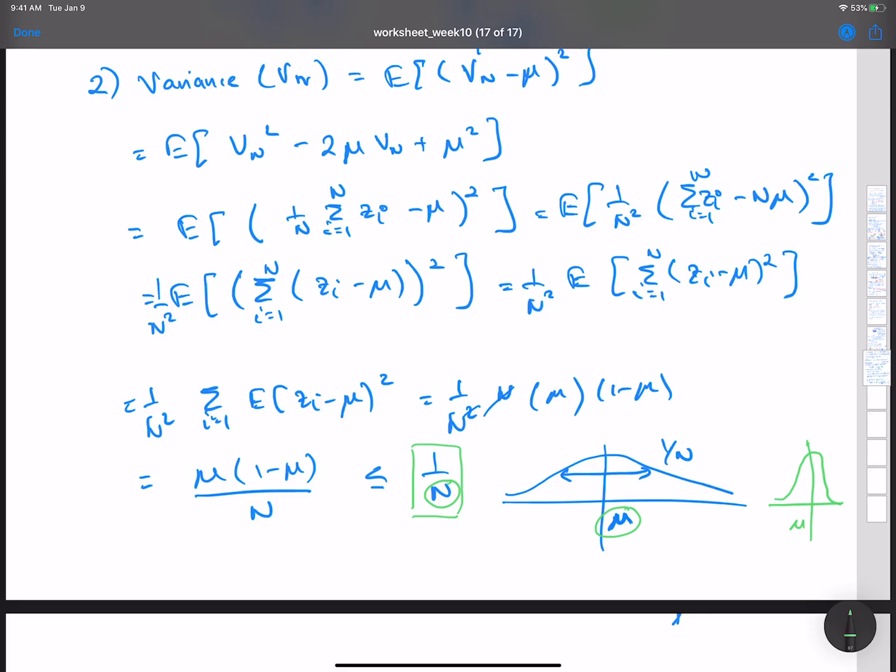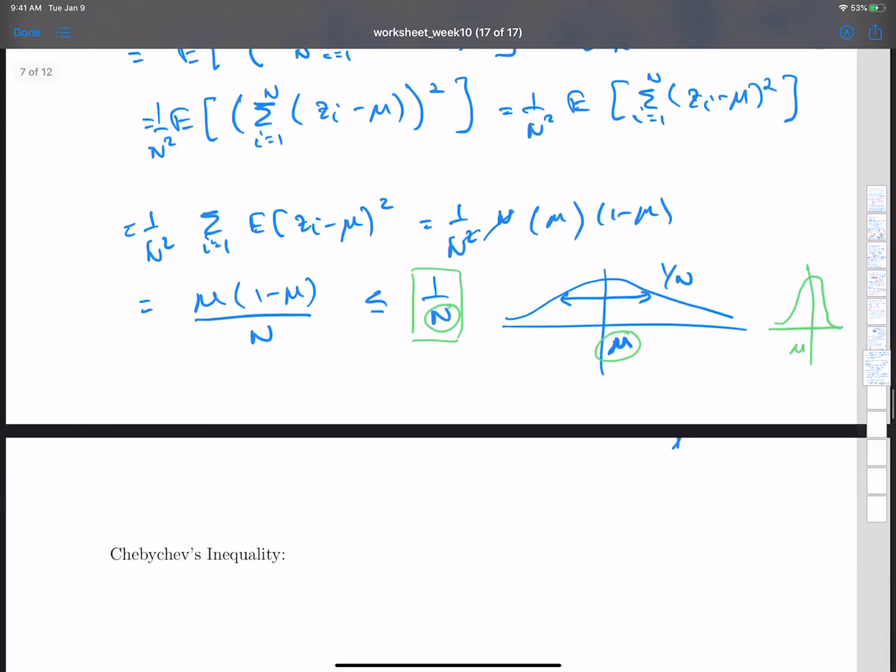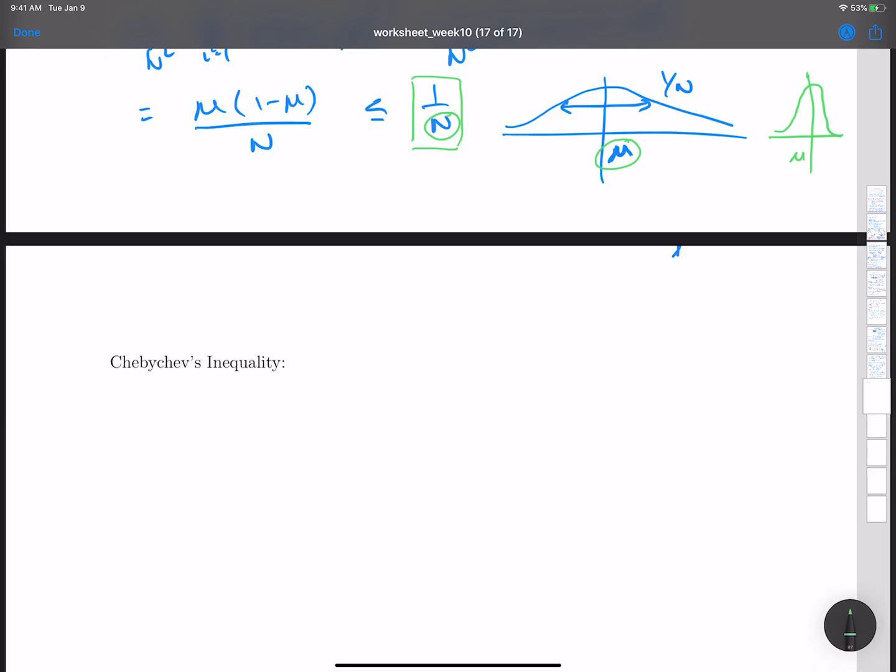So recapping that, variance is an important tool as well. What we want to find is the probability that the error you actually observe from the outsample points is close to the true mean, right? So what's the probability that Vn minus mu is greater than epsilon?